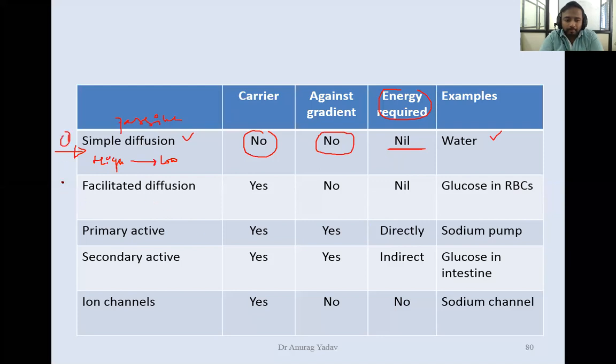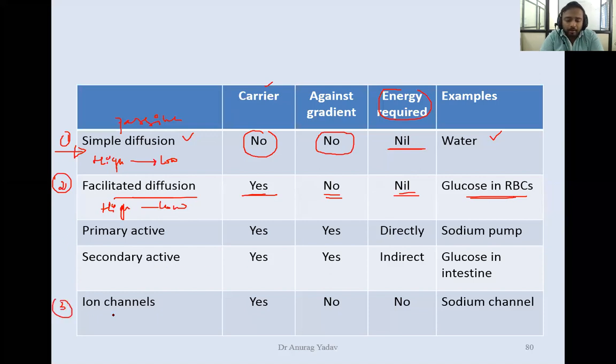This is the first type. Second type, facilitated diffusion. Is a carrier protein required? Yes, obviously. Facilitated diffusion is with the help of the cell membrane protein, so they require a carrier. Is it against the gradient? No. Again, this also is from higher concentration to low concentration. So they don't require any energy currency, ATP. So energy required is nil. Example, glucose movement in the RBC cells.